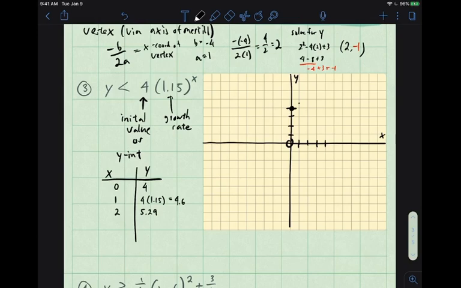And then for 2, it's 5.29, so a little bit past 5, like that. Maybe we'll go this way. Let's try negative 1. Anything to the negative 1 power, you write it as a fraction. 1.15 to the power of negative 1, we get 3.478. A little bit less than 4. Maybe it's right here.